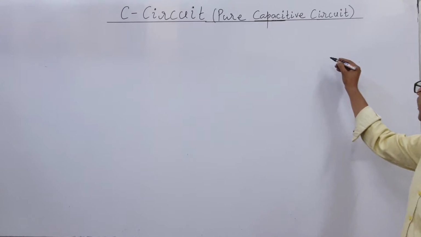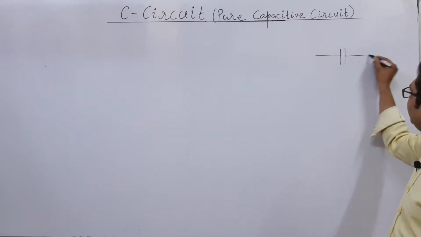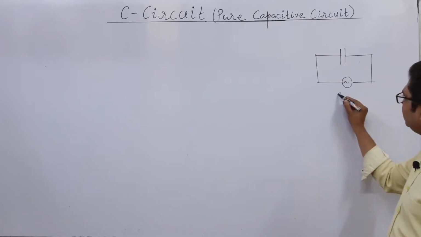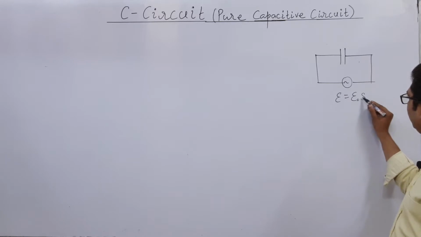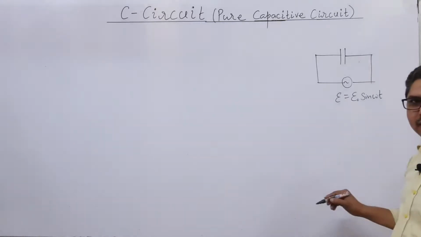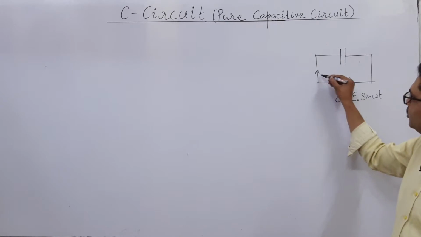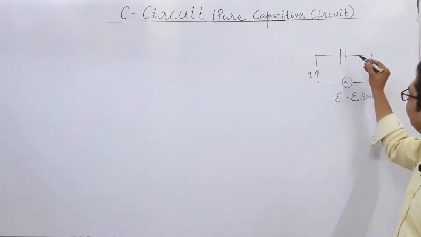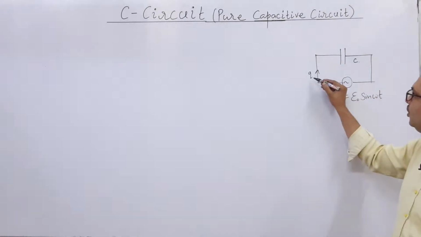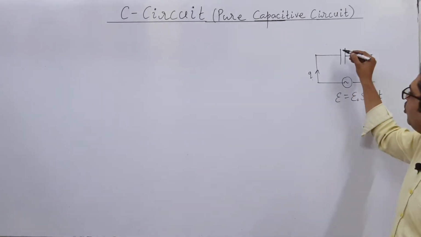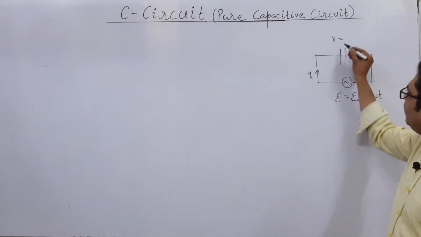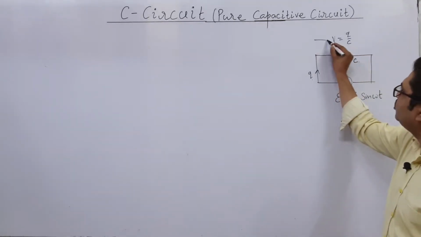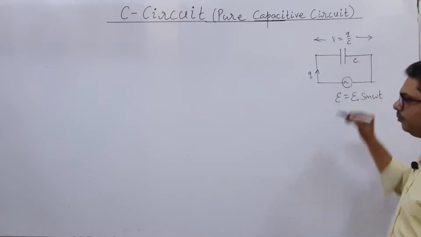Here we are taking a capacitor. Let us connect this capacitor with an alternating source, which is E equals E naught sin omega t. Then this will produce the charge Q. So Q charge will be accepted by the capacitor of capacitance C. Due to this Q charge and capacitance C, the potential difference developed between the plates of the capacitor is V equals Q upon C.